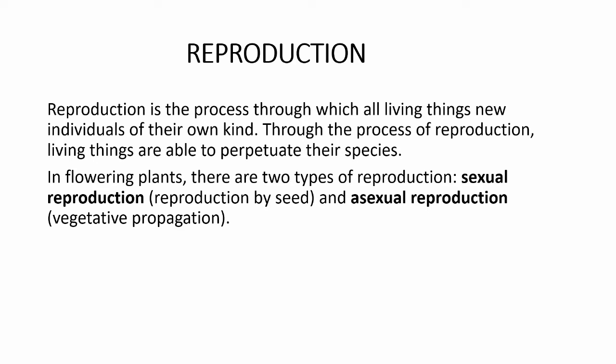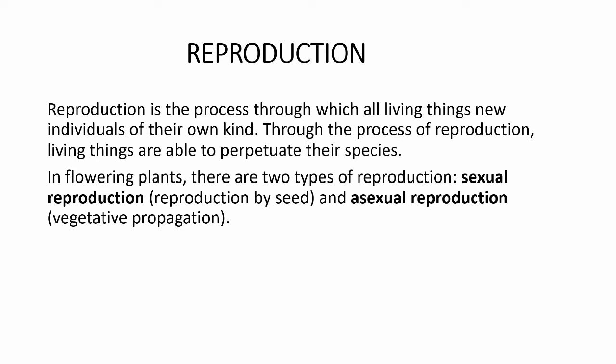So as plants are living things too, they also reproduce. So we are going to be looking at how these plants produce their own young ones. In flowering plants, there are two types of reproduction. We have the sexual reproduction and we have the asexual reproduction.